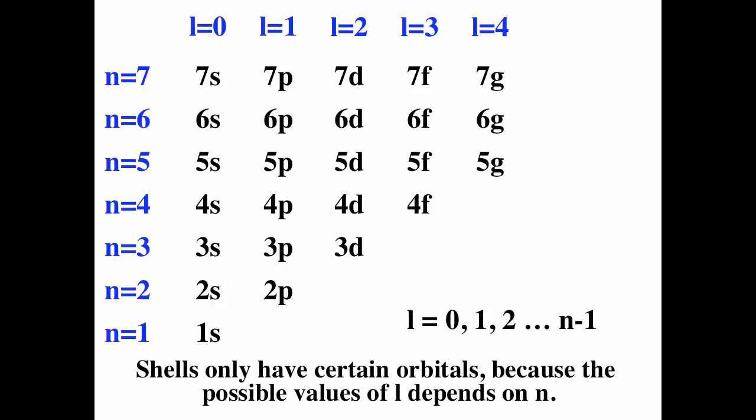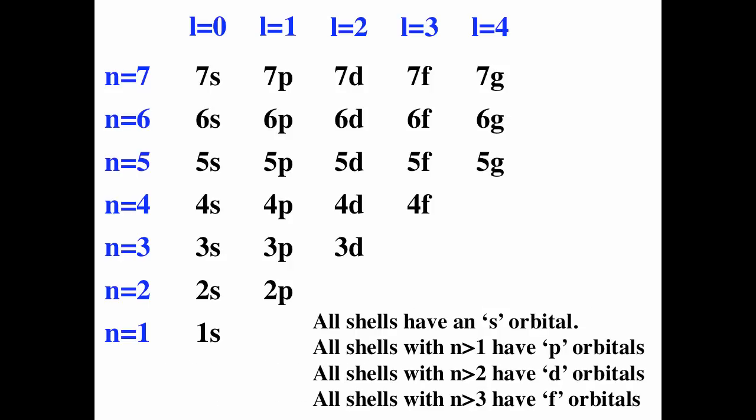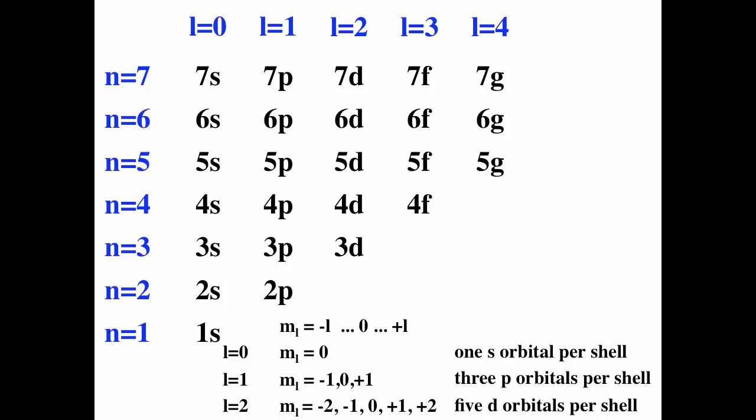And so shells only have certain orbitals because the possible values of L depend on n. L goes from 0 up to n minus 1, and that's why in the first shell you only have the 1s. In the second shell you only have the 2s and 2p. In the third shell you only have the 3s, 3p, 3d. All shells with n greater than 1 have p orbitals. All shells with n greater than 2 have d's, and all shells with n greater than 3 have f orbitals. Now m sub L can go from minus L through 0 to plus L, and so that's why there's only one s orbital per s subshell, and 3 p orbitals per p subshell, and 5 d orbitals per d subshell.